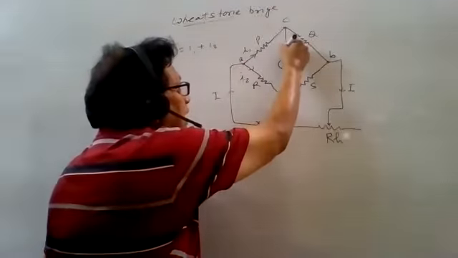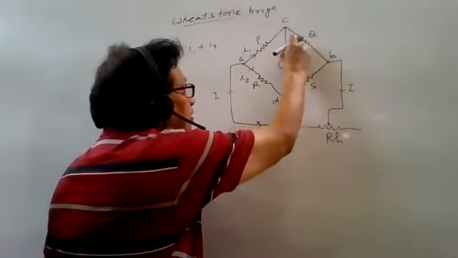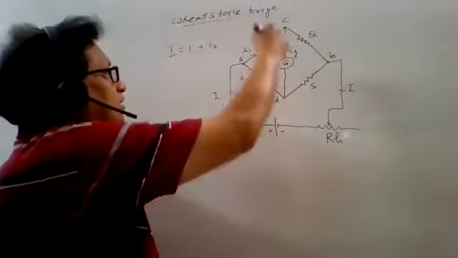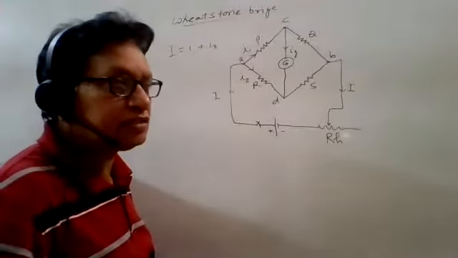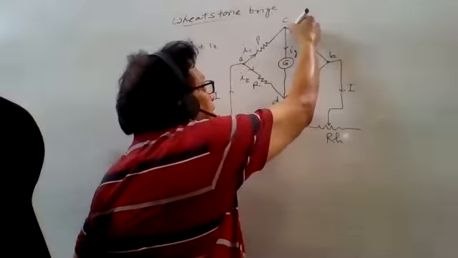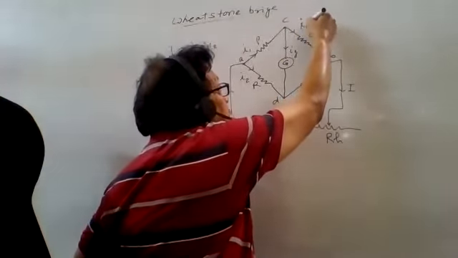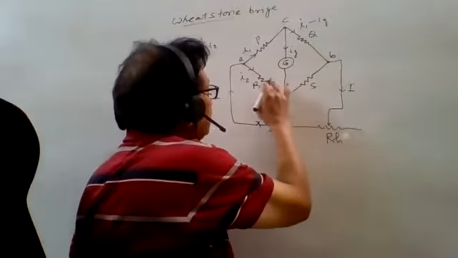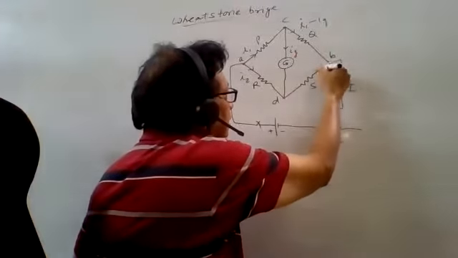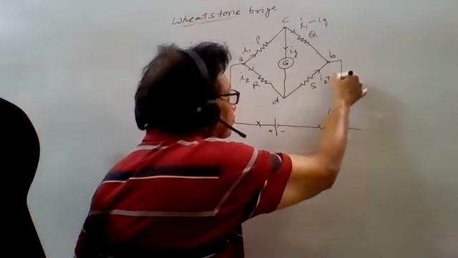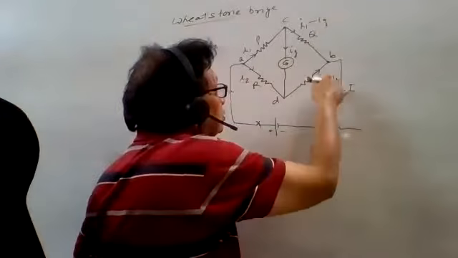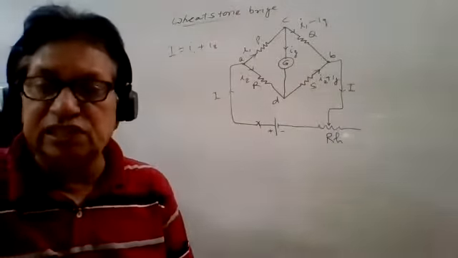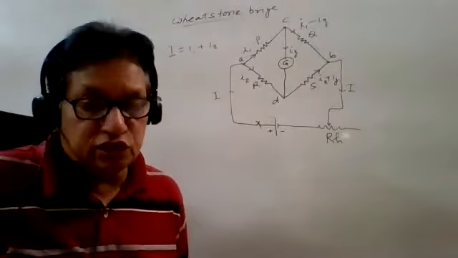Let Ig be the galvanometer current passing through the galvanometer from C to D. If we apply Kirchhoff's current law, here we are getting current I1 minus Ig, and here at the junction we get I2 plus Ig. If we add these two, Ig cancels out, giving I1 plus I2, which is I. So this is the current distribution for this Wheatstone bridge.